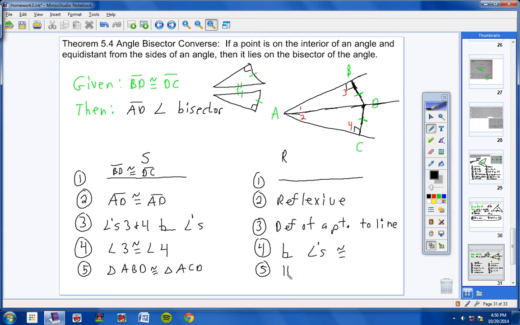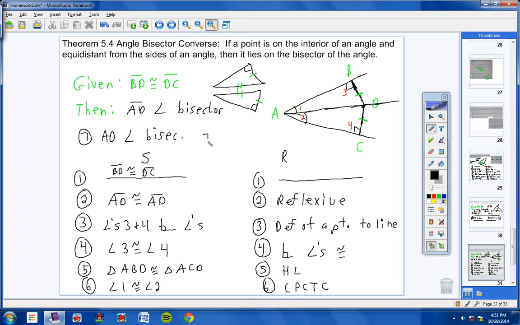So I can say HL is the reason these two triangles here are congruent. Okay? Now, having said that, I can definitely state that angle 1 is congruent to angle 2 by CPCTC. And then lastly, students, look, as soon as I state that this angle here is congruent to this angle here, then I can definitely state that AD is an angle bisector.